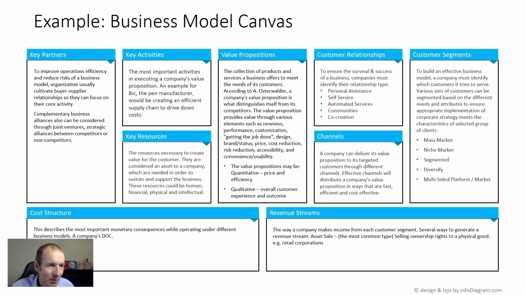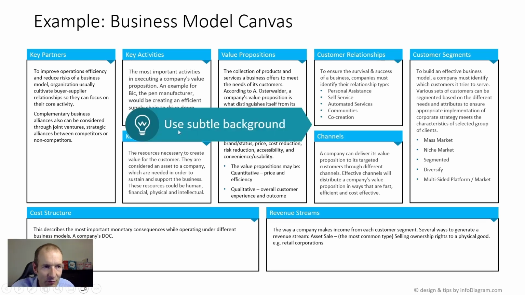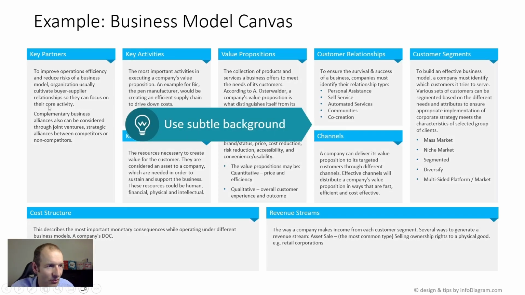Let me show another example, another slide. We have this business model canvas described in the text, and again we have these quite strong outlines over here. Let's replace them with a subtle background. So this is what you can do. I'm not going to show it in PowerPoint, I think it's quite obvious. Just click the shape, remove the outline, and fill it with some light gray.